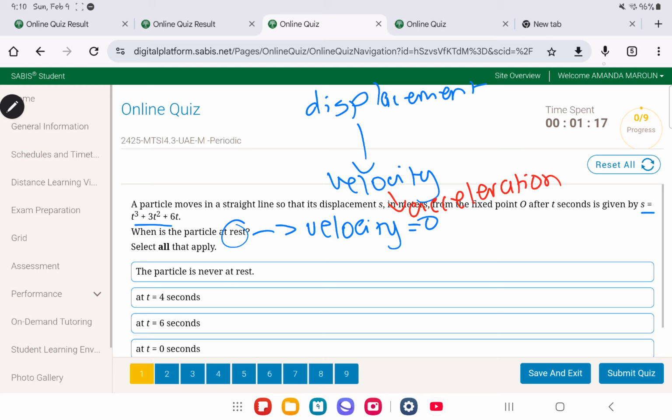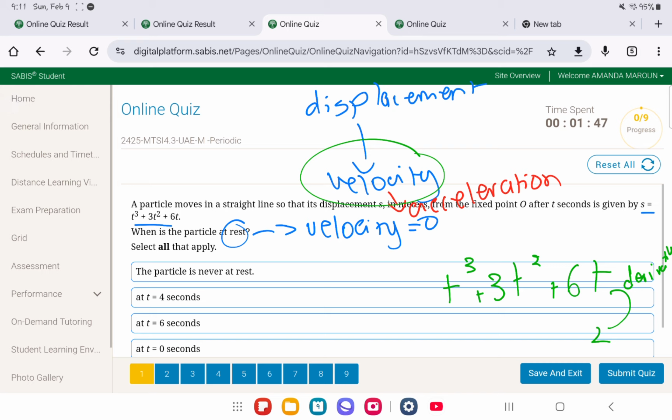So we have the equation of the displacement, which is t to the power of 3 plus 3t squared plus 6t. We are going to derive it and we will get its velocity. So if we take its derivative, we are going to get 3t to the power of 2 plus 6t plus 6.